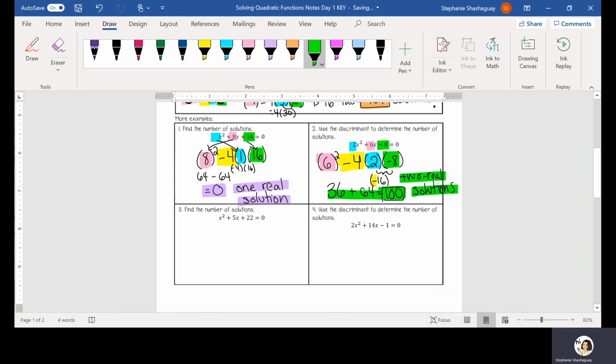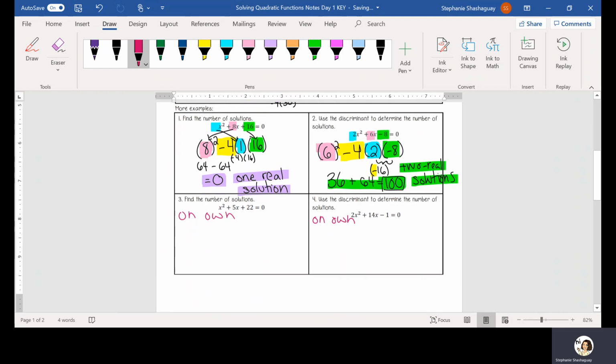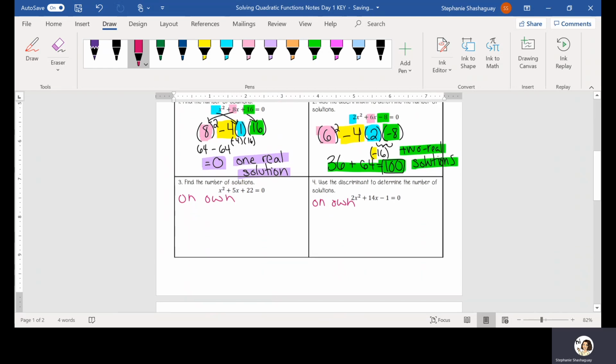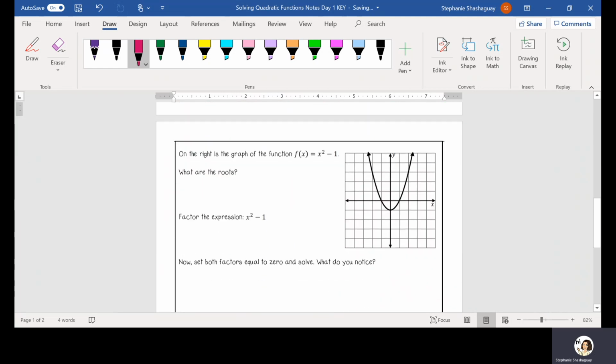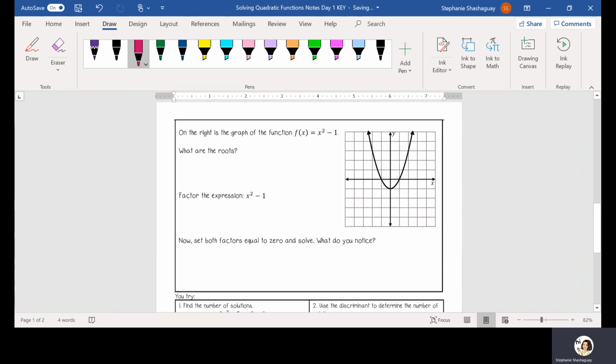All right, I want you to do 3 and 4 on your own. So when you turn in a picture of your notes today, you should have done 3 and 4 on your own. You're just using the discriminant formula to determine how many solutions you have. Okay? So now we're moving on to the next part of our notes.